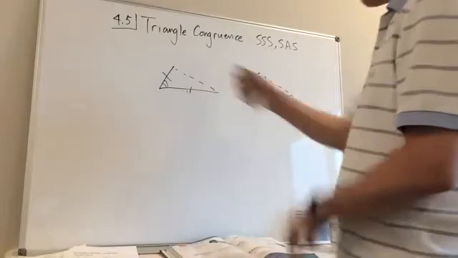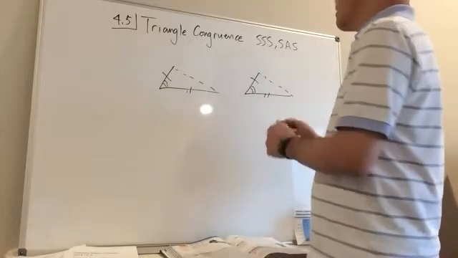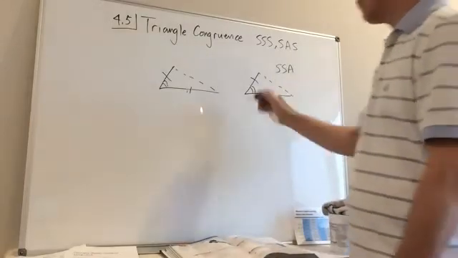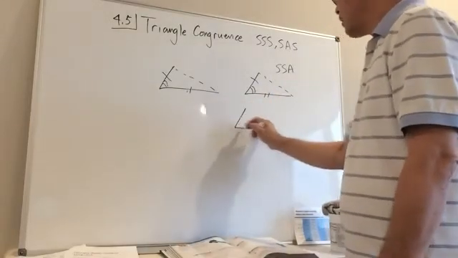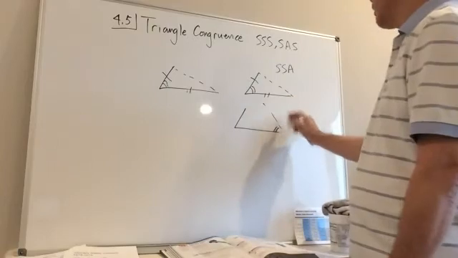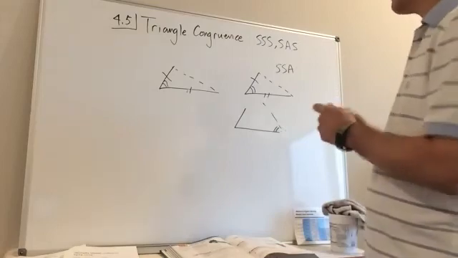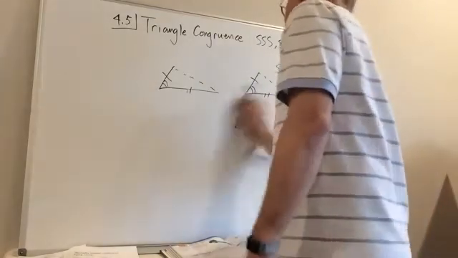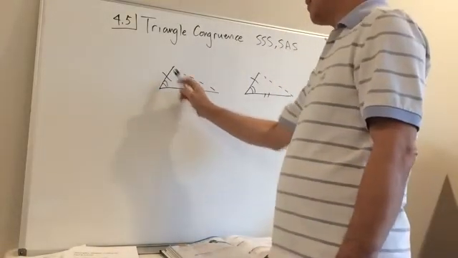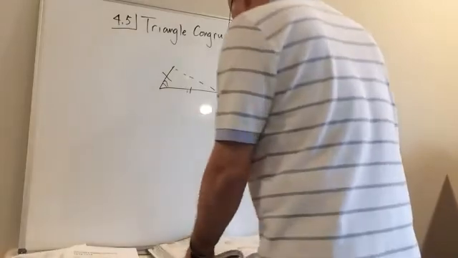Remember that side, angle, side is different than side, side, angle. Side, side, angle means you have two sides and then an angle over here, so it is not to be confused with this one. This is side, angle, side. So that's the second way to be congruent.